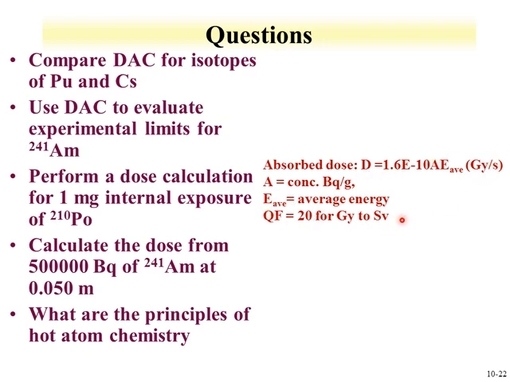If I want to convert it to sieverts, I need to multiply it by the quality factor for an alpha, which polonium-210 is.